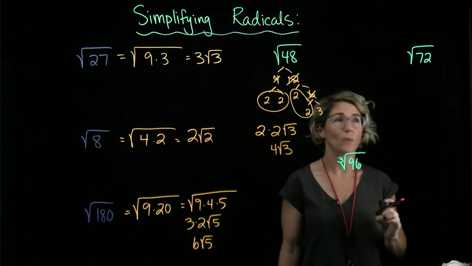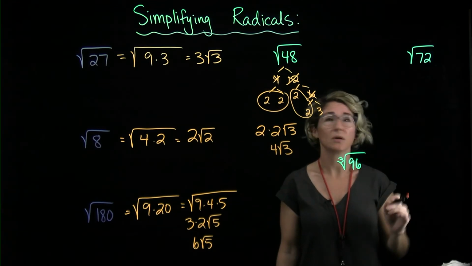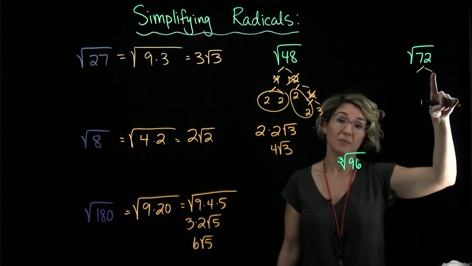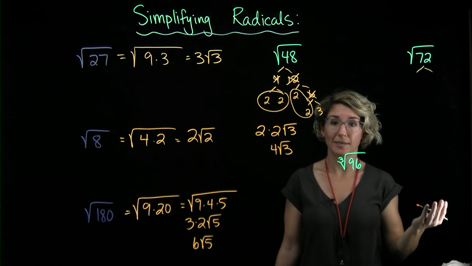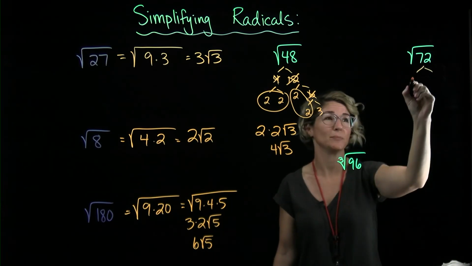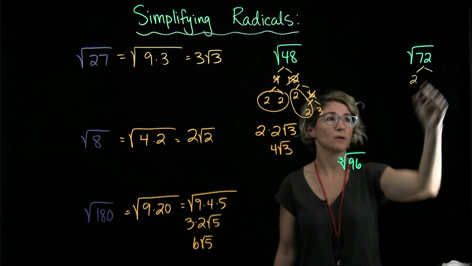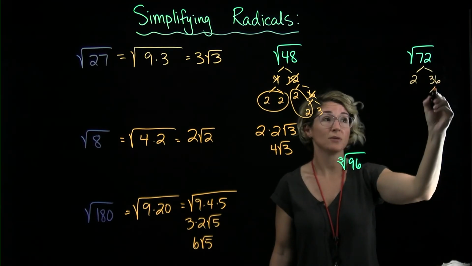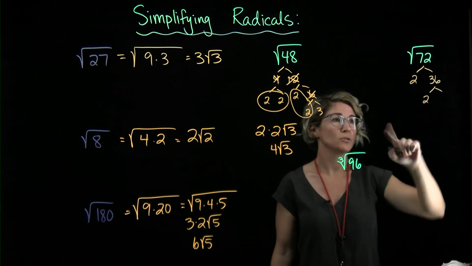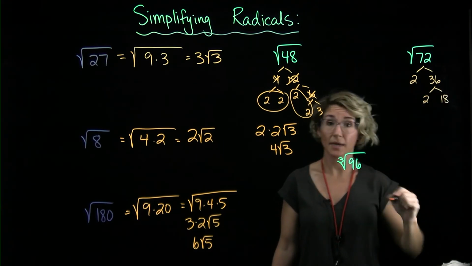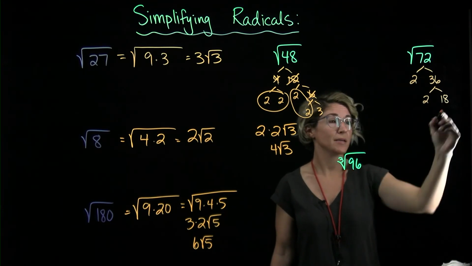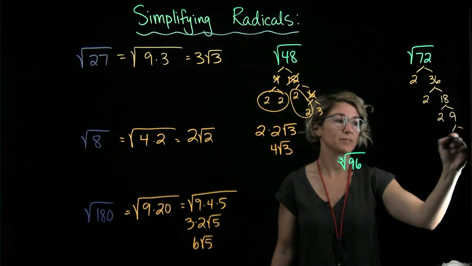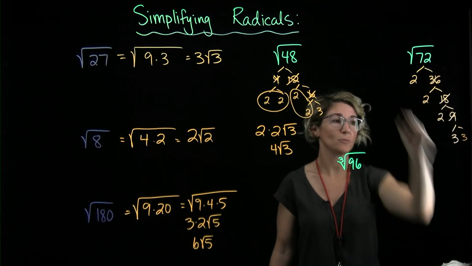Another example would be the square root of 72. Might be hard to figure out what perfect square multiplies to give me 72. So let's try to break this down into prime factors. I notice that 72 is an even number. It ends in 0, 2, 4, 6, 8. So I know it's at least divisible by 2. So I know 2 goes in there 36 times. I can then take 36, it's also even, so I can divide it by 2: 2 and 18. I can take 18 and divide that into 2 and 9, and then 9 breaks down into 3 and 3. So I'm down to my prime factors.